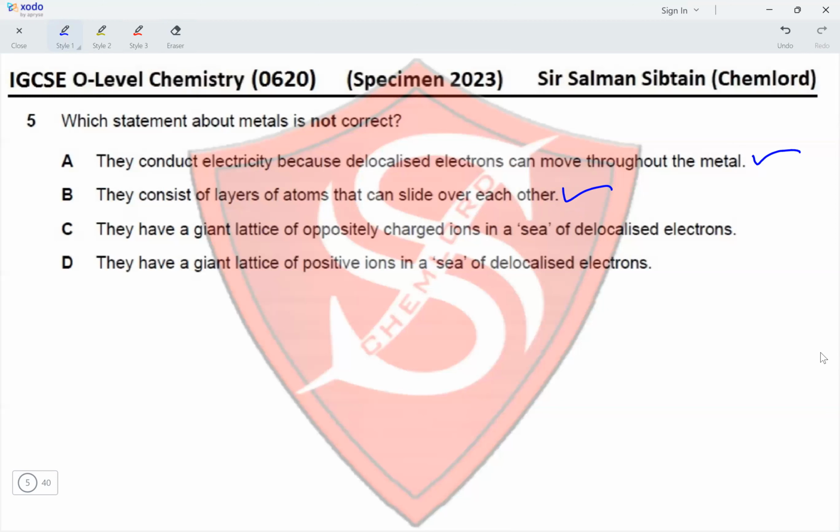They have a giant lattice of oppositely charged ions in a sea of delocalized electrons. No, they have a set of positive ions in a sea of delocalized electrons, not a giant lattice of oppositely charged ions. They only have positively charged ions present in a sea of delocalized electrons. So this is incorrect. And they have a giant lattice of positive ions in a sea. Yes. So option C is the one that is not true for metals, making option C the correct option for this question.